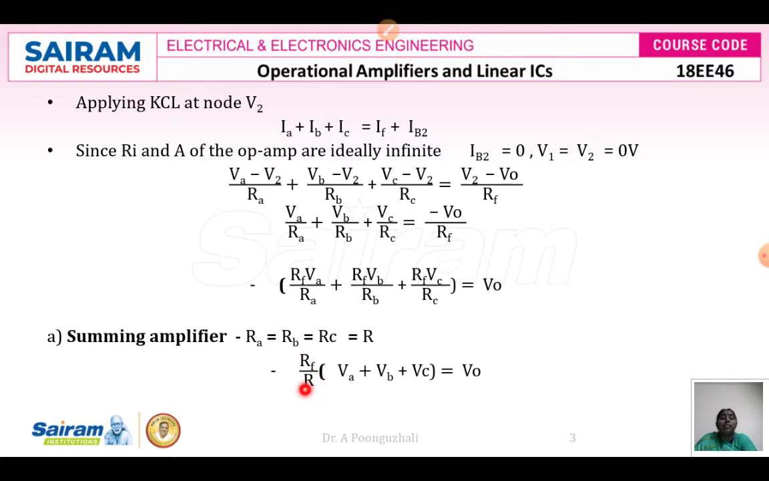Gain is nothing but RF by R1. It is minus RF by R1, since it is an inverting amplifier, it is going to be multiplied by this minus sign. So this is going to act as a summing amplifier. If RF is equivalent to R1, that is gain is equivalent to 1, then in that case you can write V0 is equivalent to minus of the summation of the input voltages VA plus VB plus VC.